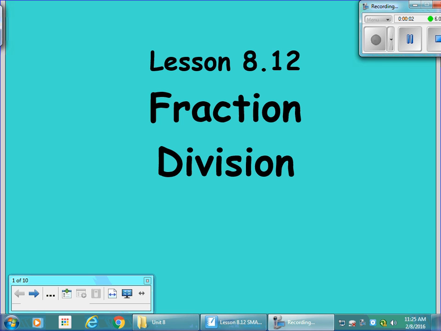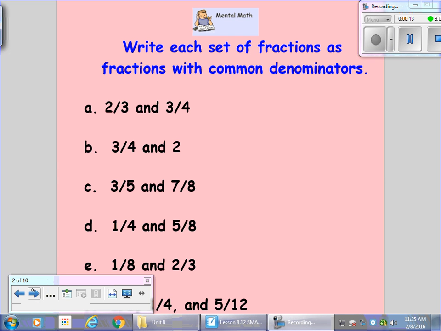Good evening, fifth graders. Tonight we're going to be dividing fractions. When you're dividing fractions, we're going to be using something called a reciprocal. Let's keep in mind, remember that word reciprocal tonight. Before we get started, let's take a look at a couple of these things.